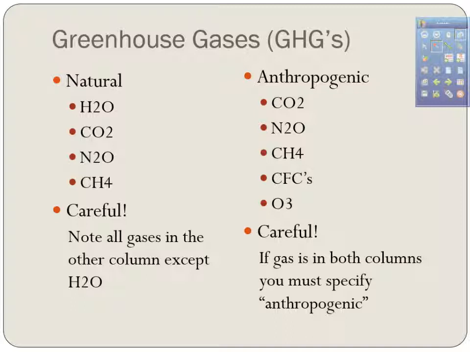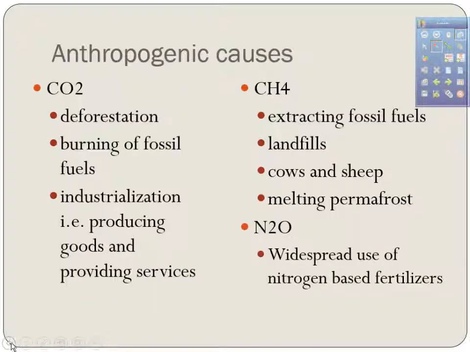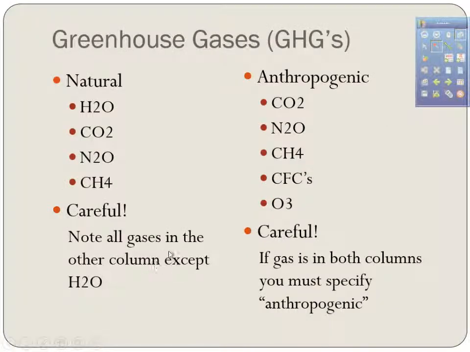The one thing that I want you to notice is all of the anthropogenic greenhouse gases are natural, with the exception of the CFCs and the ozone. And everything over here in the natural is also anthropogenic, except the water vapor. So the gases that are in both columns, you need to specify where the source of that gas is coming from. Is it happening naturally? Is it a natural occurrence? Or is it something that's happening human related or anthropogenic related?